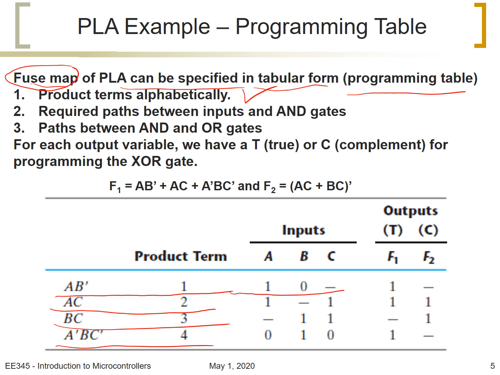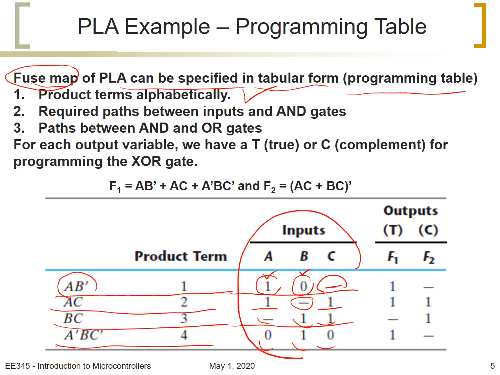For AB prime, we put 1 here and 0 here and dash here, because in this product A is true and B is false and C does not appear. Same thing for A and C. We put 1 here and nothing under B. And the third one, BC, we put dash 1, 1. And the last one, A prime, BC prime, 0, 1, 1. So this is the programming of the AND gates here.